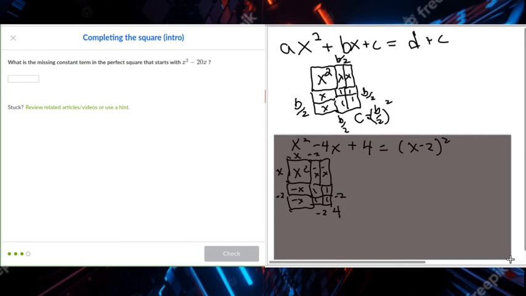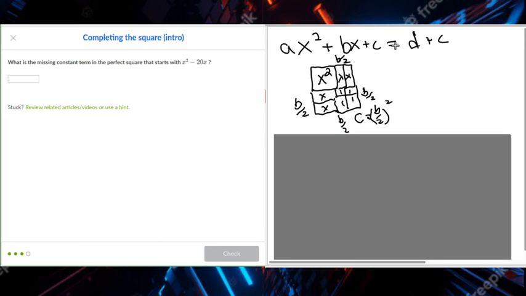Last one here. What is the missing constant term in the perfect square that starts with x squared minus 20x? So x squared minus 20x, and then we've got some amount plus there. So again, I've got my x squared block, which is x times x, and I'm going to put half of these. I don't really want to draw this out.